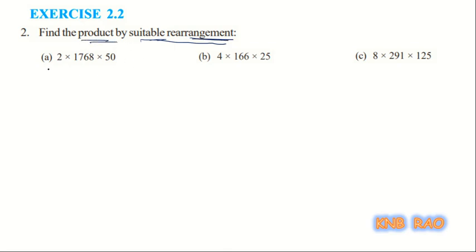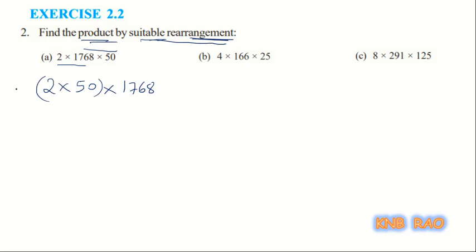In this product, see children, 2 into 1768 into 50. Will you multiply these two first or these two first? That is what it questions. I will not do both of them. I will rearrange, multiplying 2 and 50 first, then I will multiply 1768 to that product.